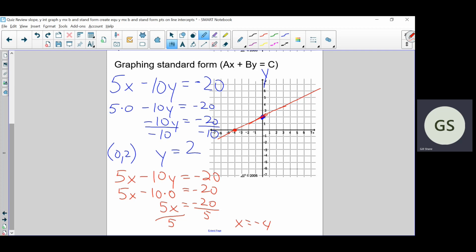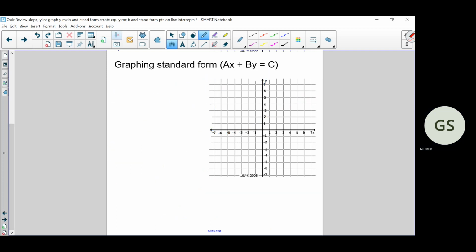Ready? All right. So here you go, here's the next one. Which way am I going to do it? x subtract 4y equals... I hate that I just did that.